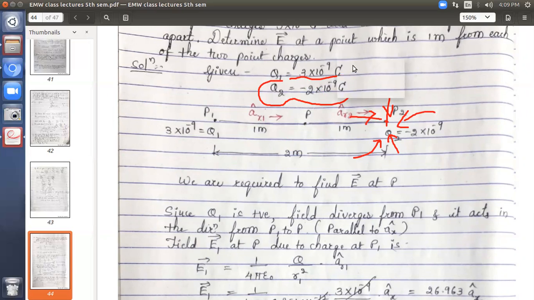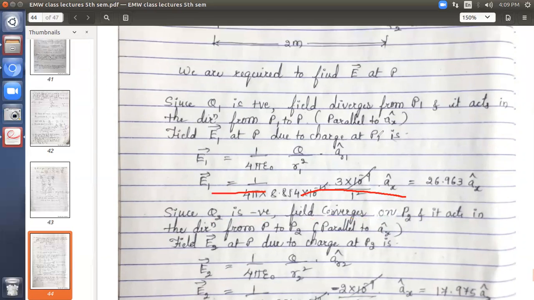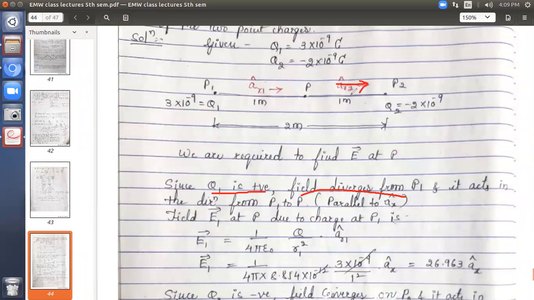So if I consider that, this will be the direction of the unit vector for the second field, AR2 cap, for charge Q2. Charge Q2 is negative, so the field converges on P2, and the direction of the unit vector will be from P to P suffix 2.